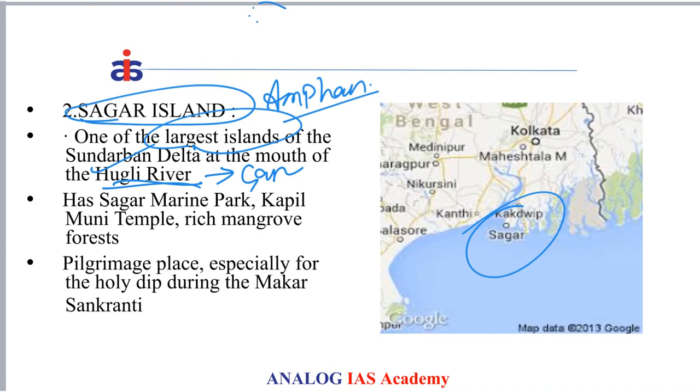The important temple present at this site is the Kapila Muni temple, and it has rich mangrove forests. These are the important points that you have to remember for prelims exam. At the same time, this place is also a pilgrimage site because it is considered auspicious to take a holy dip in Hooghly River at this island during Makar Sankranti.